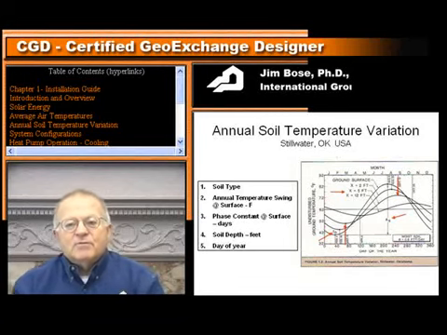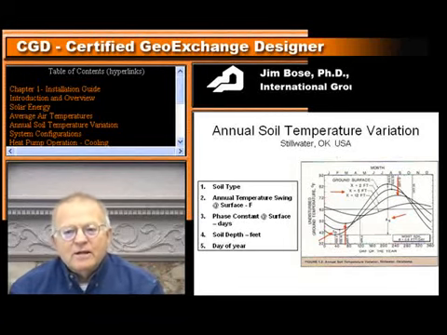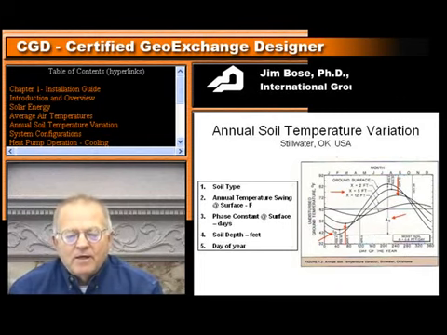So as you can see from these different curves here, as you go down into the ground, two things are happening. One of them is the amplitude is decreasing, and the phase shift is changing. So if we go to, say, 5 feet, the 5-foot curve there, we see that it goes up. It reaches its maximum about August the 20th.